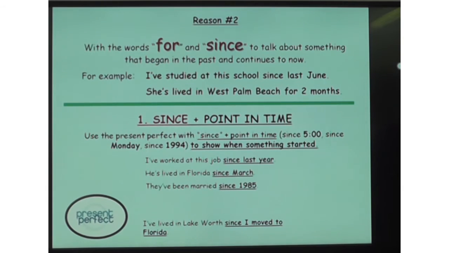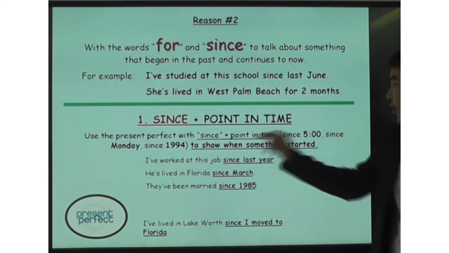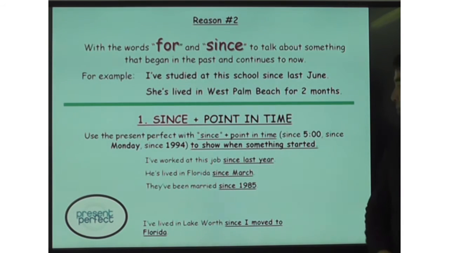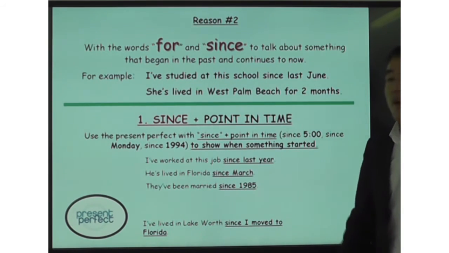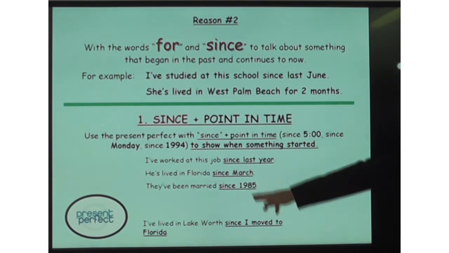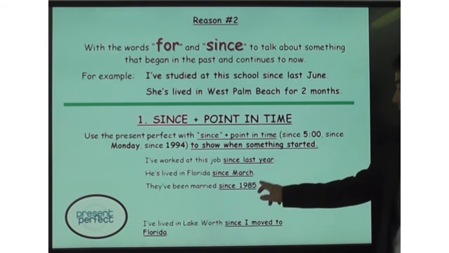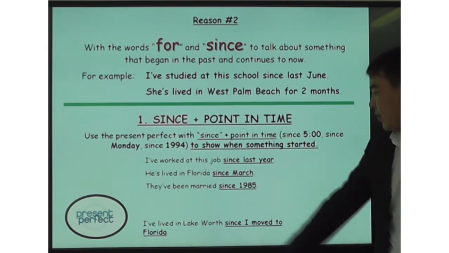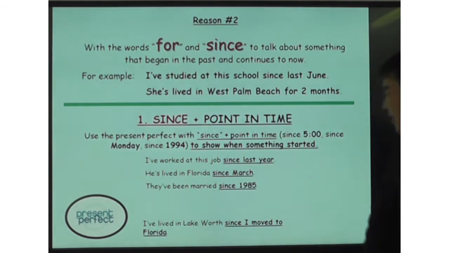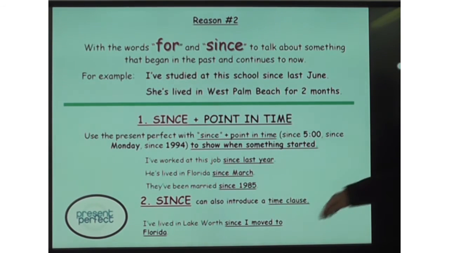Use the present perfect with since plus point in time, since 5, since Monday, since 1994, to share when something started. For example, I've worked at a job since last year. He's lived in Florida since March. They've been married since 1985. And I've lived in Lake Worth since I moved to Florida. And since is also introduced in a time clause.